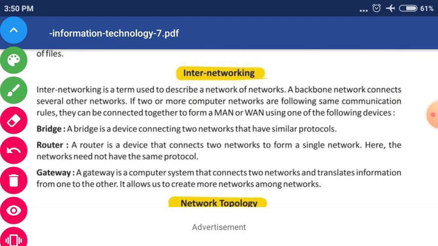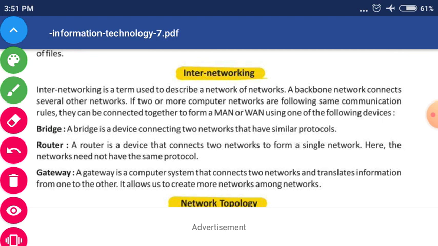Now we are going to learn what internetworking is. Internetworking is nothing but the connection of two or more different networks with the help of the following hardware: bridge, router, or gateway. What does the bridge do? A bridge is a device that connects two networks which follow a similar protocol. Similarly, a router is a device that connects two different networks and forms a single network. Once the network becomes single, that means it has to follow the same protocol to transfer any information. That is the main working principle of a router.